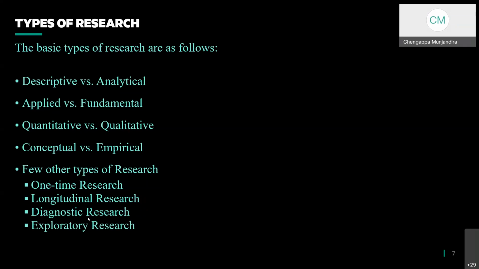And the main aim of this research would be to gain familiarity with the problem, to generate new ideas, or to make a precise formulation of the problem statement itself. And hence, this is also known as formulative research, right? So we also have, on the same lines, experimental research and historical research as well.